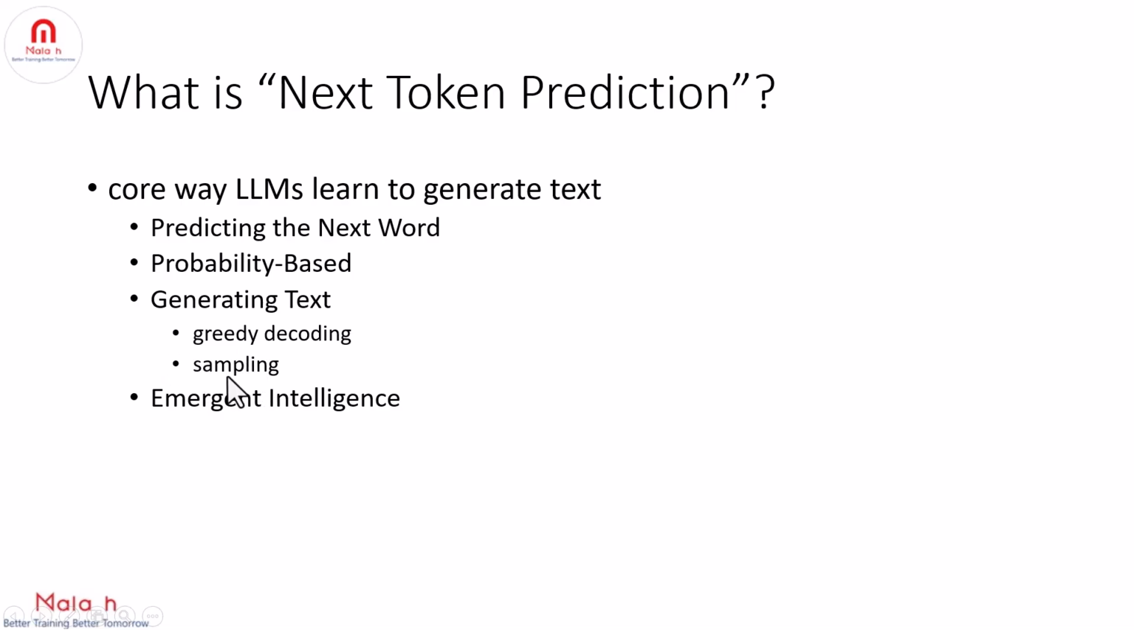And even though it's just predicting the next word, scaling this process with huge data and computation gives the model surprising reasoning and problem-solving abilities. This is called emergent intelligence. That's why the models are trained with huge amounts of data.